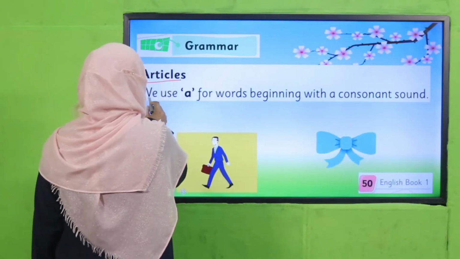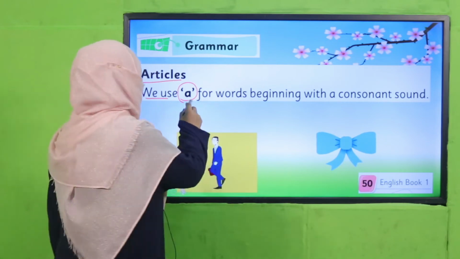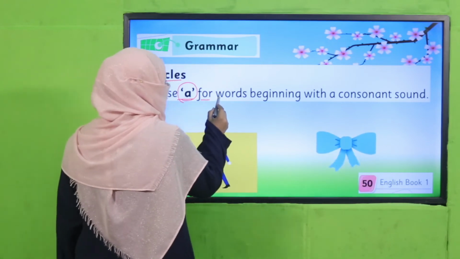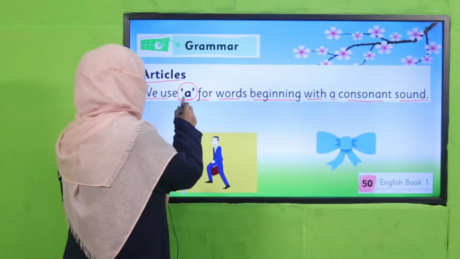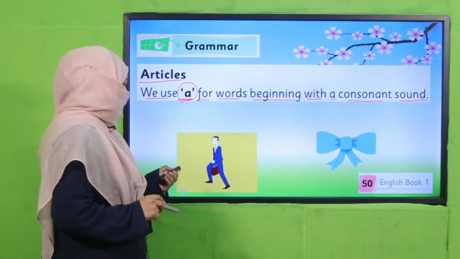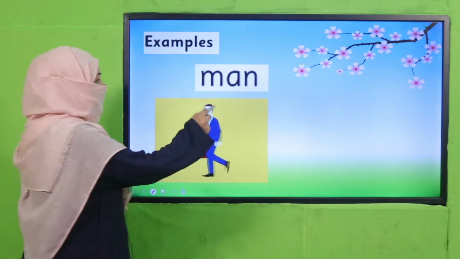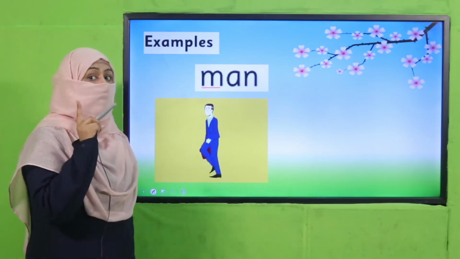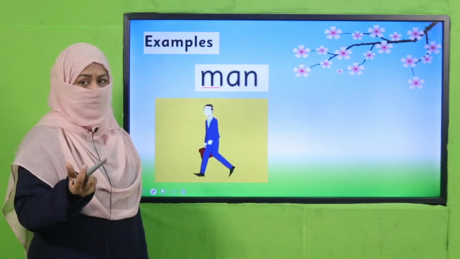Articles. We have learned when we use "a". We use "a" for words beginning with a consonant sound. So, if a word is not beginning with a vowel sound and it is starting with a consonant sound, we will use "a". And the rule is the same. For example, here, man. The first sound is a consonant sound because it is not A, E, I, O, U. So, it's a consonant.